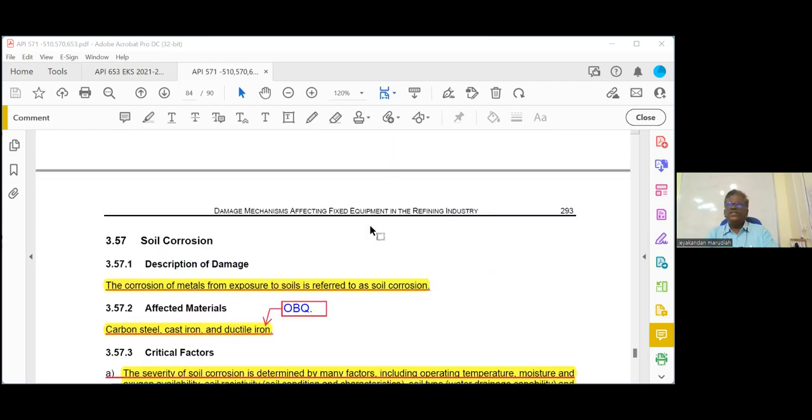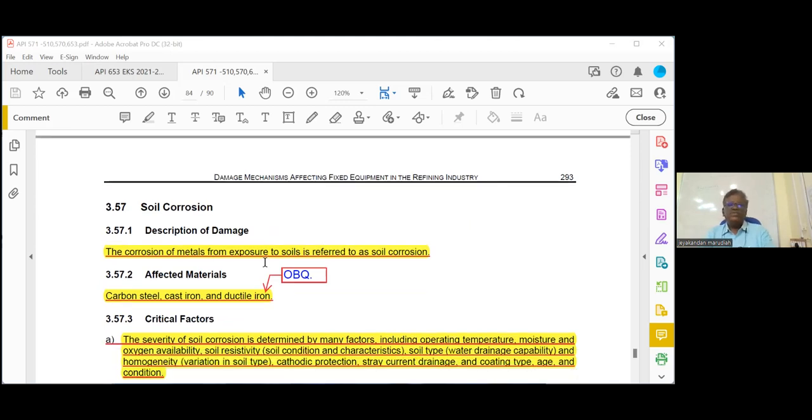Page number 293. We will come back; I am grouping it. First, we are going to discuss external corrosion, then internal corrosion, then metallurgical change. That's why we are jumping here and there. Everything is important. I am not following the alphabetical order. I told you the book is arranged in alphabetical order, but this is the easy way to understand damage mechanisms. So please take: corrosion of metal from exposure to soil is referred to as soil corrosion.